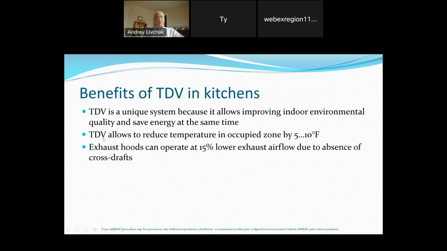Returning back to kitchens, again, thermal displacement ventilation allows to reduce temperature in the occupied zone by 5 to 10 degrees Fahrenheit. And for exhaust hoods, because thermal displacement ventilation does not create any cross drafts, it allows hoods to operate at about 15% lower exhaust airflow rate compared to mixing systems, because you don't need to compensate for cross drafts in the space with thermal displacement ventilation.